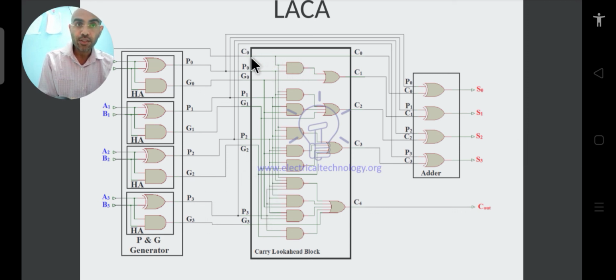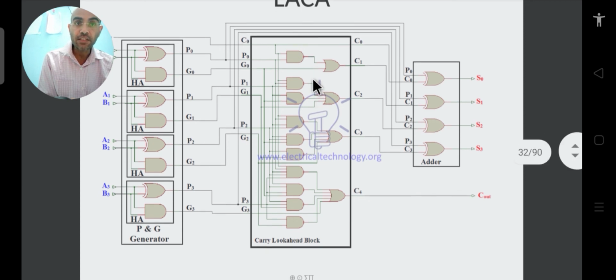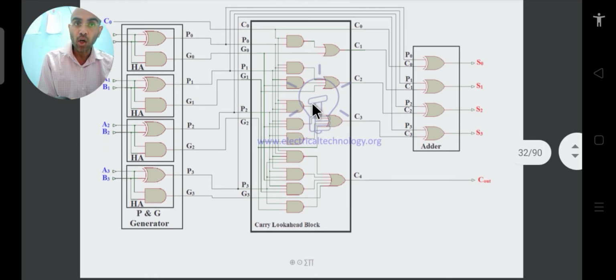Now once these outputs are generated, you can feed them to your carry look ahead block, and those outputs, C1, C2, C3, C4, are directly generated from this look ahead carry adder. Then these are fed to this particular XOR gate. This XOR gate is the XOR gate of the sum output, the terminal from where we were generating the sum output in our full adder. So that XOR gate is used here as an adder.